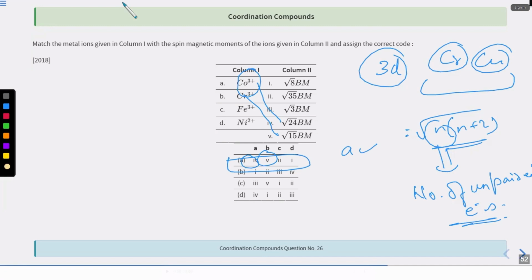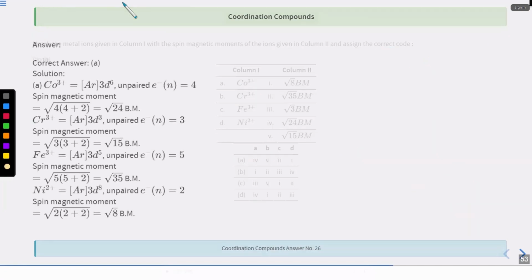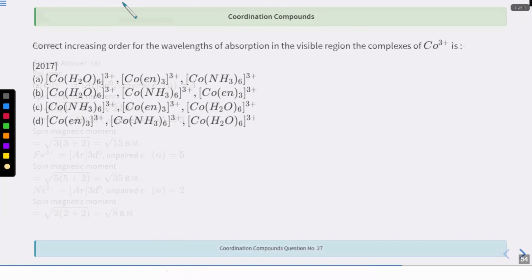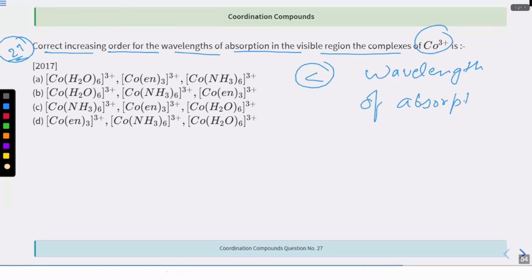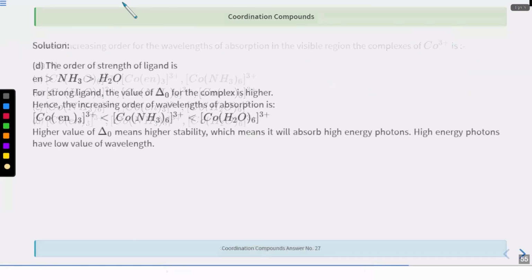So this was my question number 26. Moving on to question number 27. Correct increasing order for the wavelength of absorption in the visible region for complexes of Co3 plus. So basically, it is asking for increasing order of wavelength of absorption. Firstly, you need to know the strength of ligands, which you can see using the spectrochemical series.